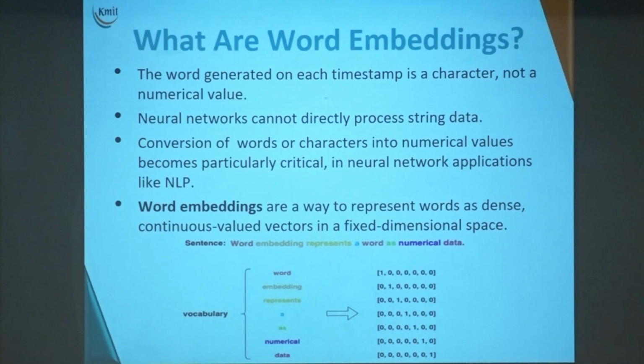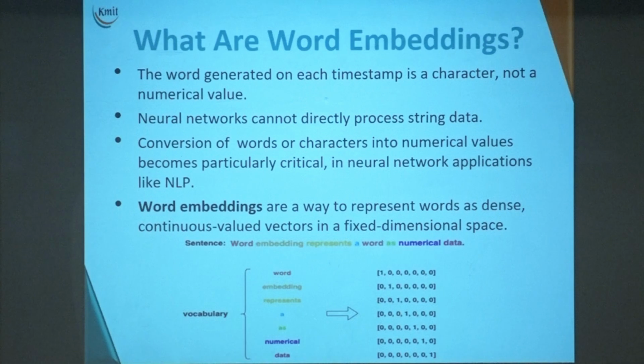Are you clear? So what are these word embeddings? It actually gives you these timestamps that you are actually working on. Okay, so word generated on each timestamp is a character, not a numerical value. Yes, of course, right? If I am giving KMIT, it is not a number. KMIT, these are all characters. So neural network cannot process string data, you are all aware of. And conversion of words or characters into numerical values is a very critical point in neural network applications like natural language processing, wherein your input is entirely what? Text, maximum amount of time.